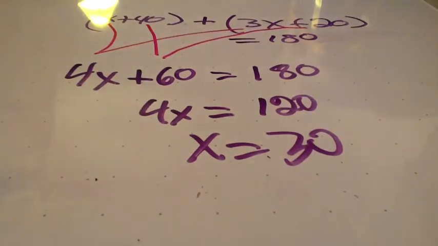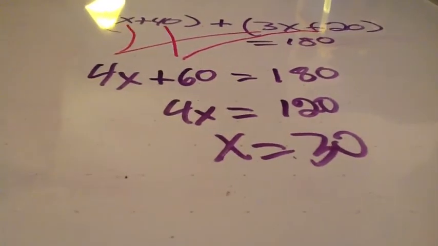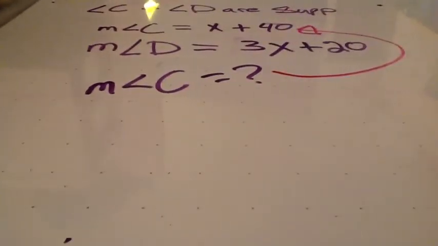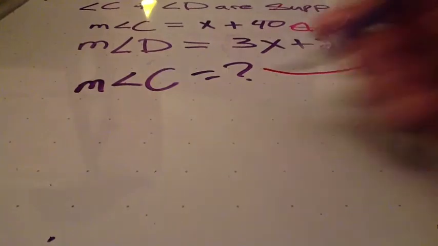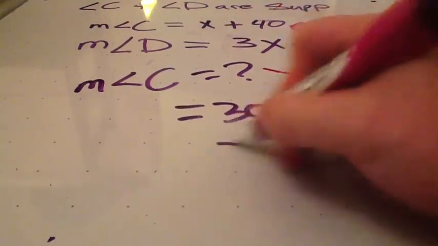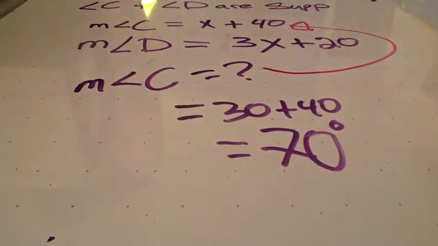Now, I still haven't answered the question that was asked, which is, what is the measure of angle C? I know x is 30, but that's not enough to call myself finished. If I come back over here and look, it said C was x plus 40. So that's going to be 30 plus 40 for a final answer of 70 degrees.